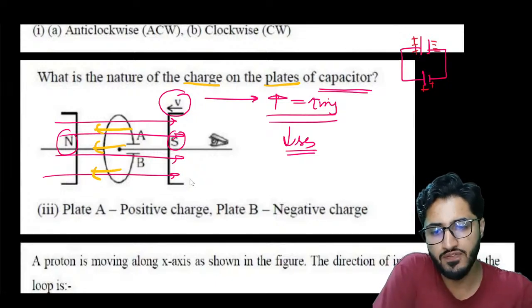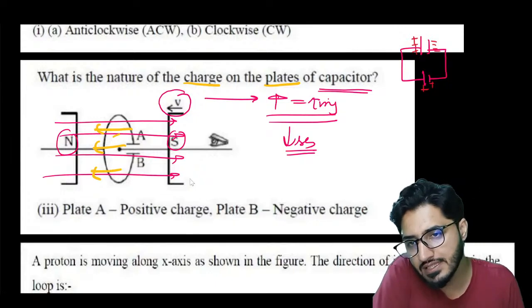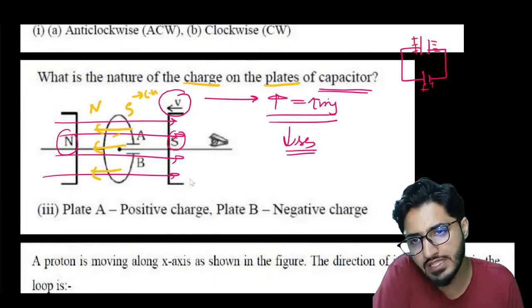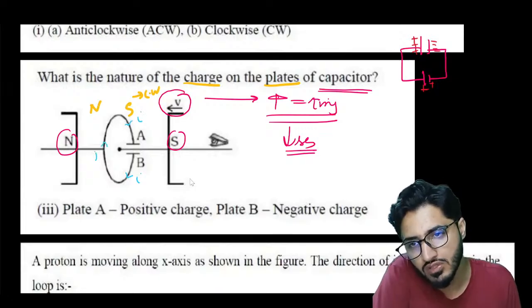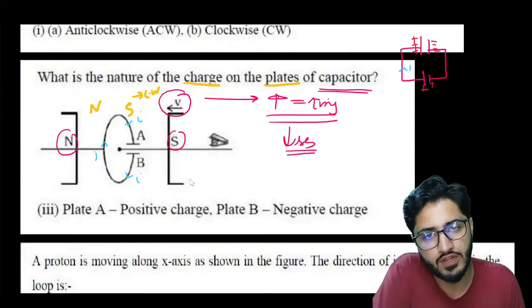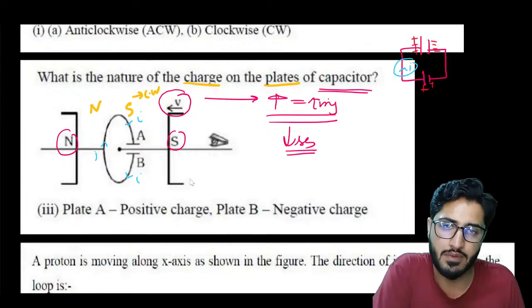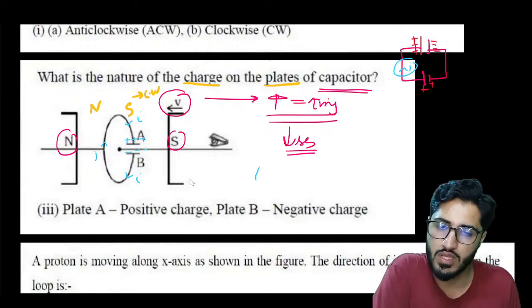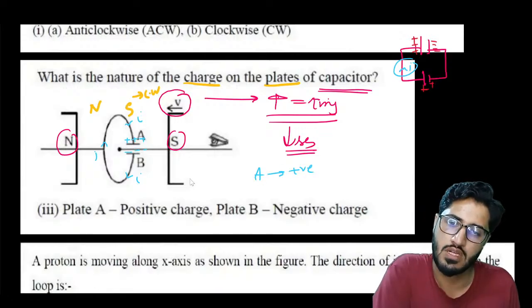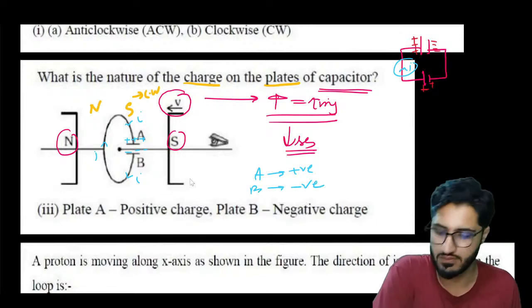Done. So if it is in this way, I guess this is south pole now. This will be north pole. South pole means clockwise direction now. So my current will flow in this loop now. That will be how much? Clockwise. Clockwise means in this way. So look, if current will flow in this way, direction of current means positive. So this one will be positive now. This is negative. So A is positive, B is negative.